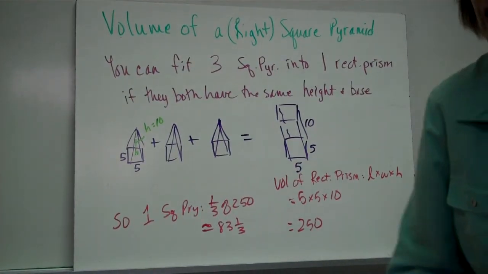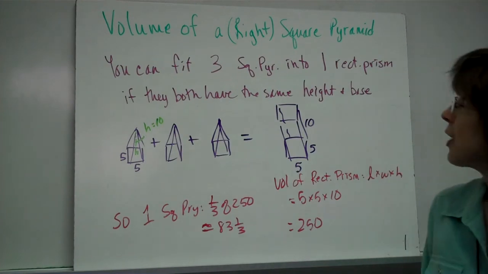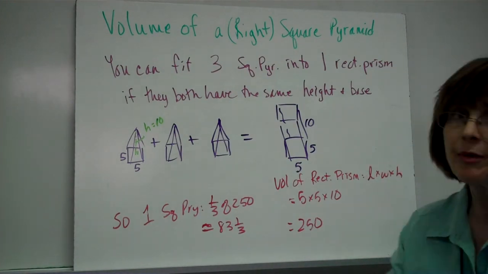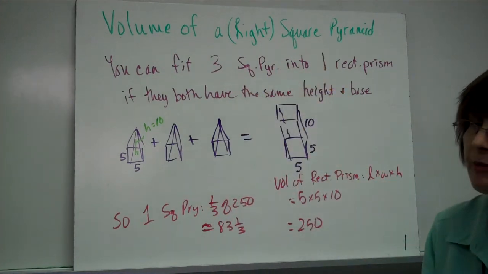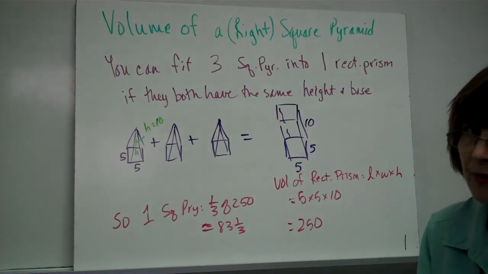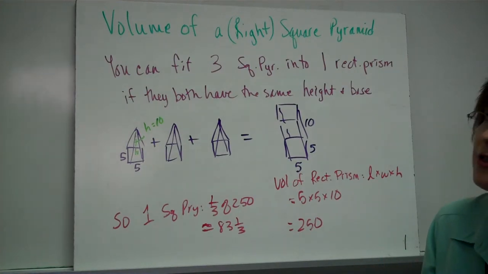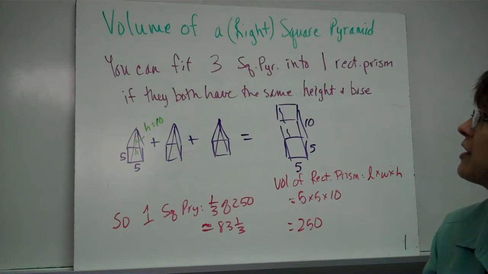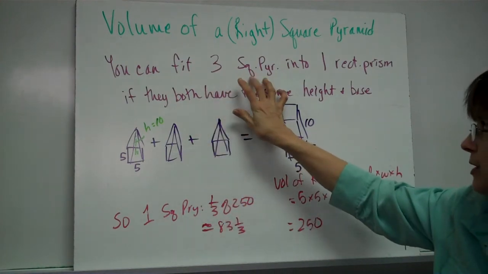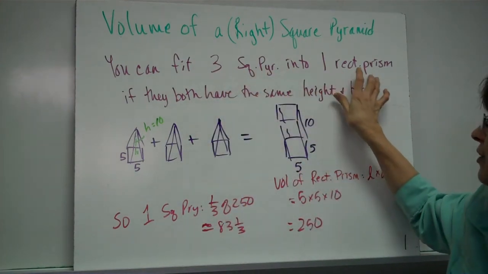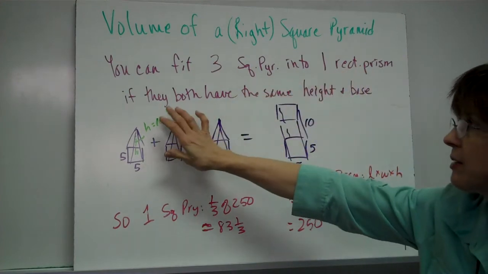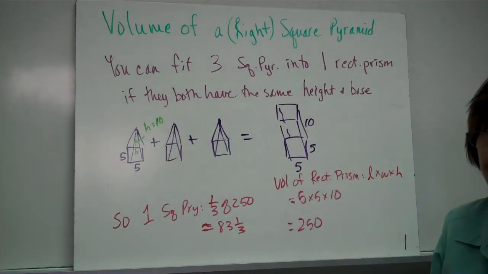Alright, so we have this video that's going to be about the volume of a right square pyramid. And actually, it's going to be about any square pyramid. You'd use the same formula. It turns out, we're going to show this in class tomorrow, that you can actually fit 3 square pyramids into one rectangular prism as long as they both have the same height and base length.